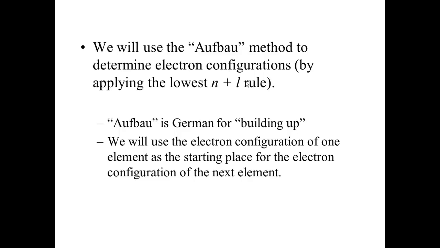So we're going to use the arrow diagram, and it's going to end up making what we call a building up method. At the end of this part, on Friday, I'm going to show you how to use the periodic table to quick and dirty knock out how electrons are configured around an element.